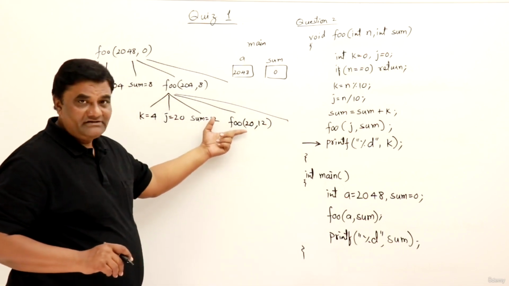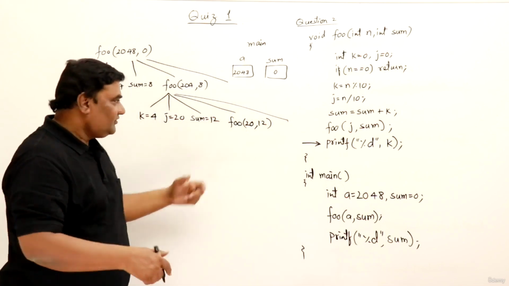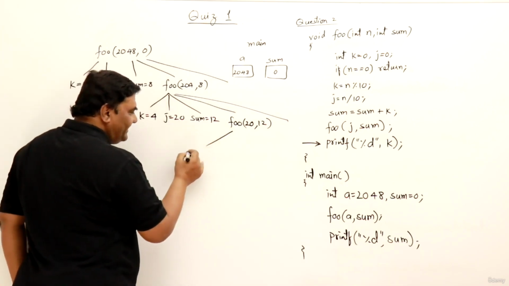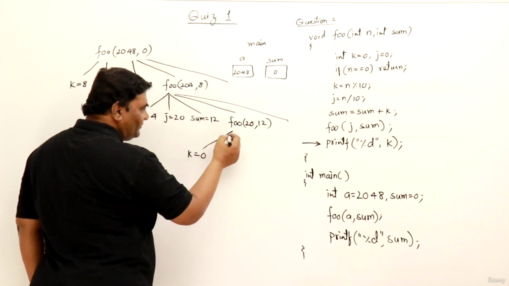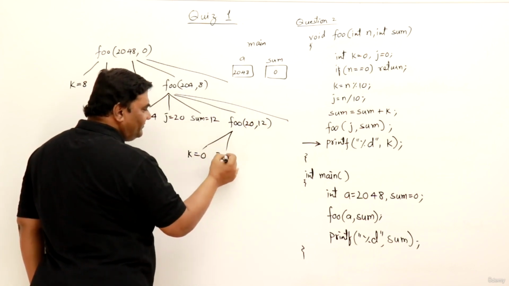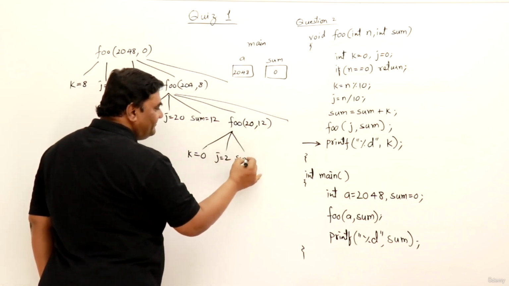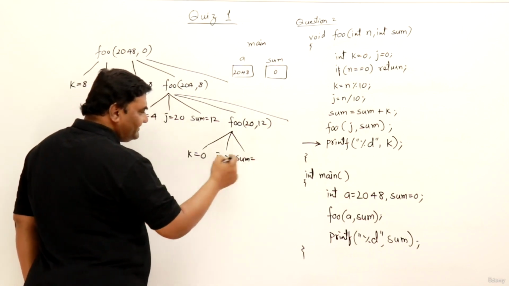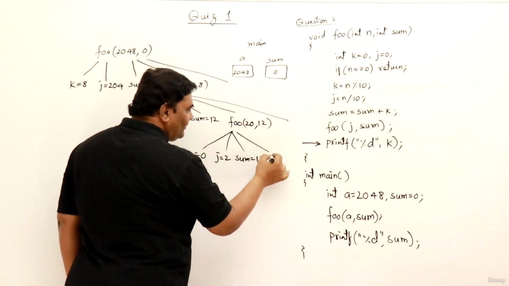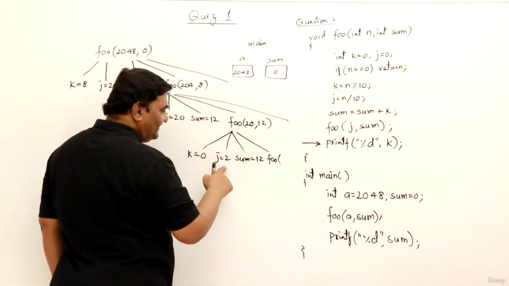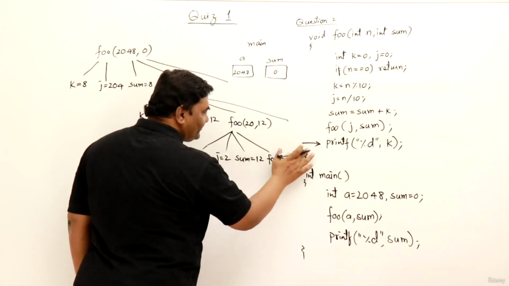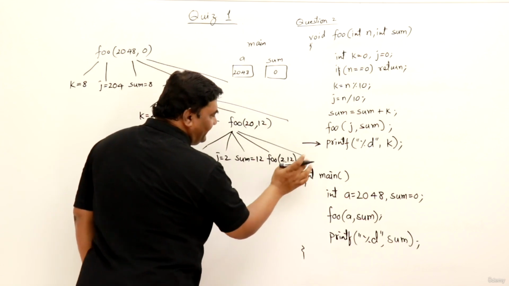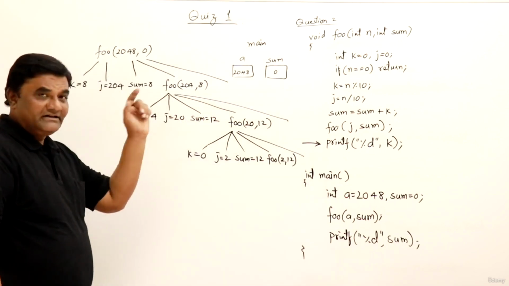Now continue. This call will make this call. Again these steps. So k assign mod. 20 mod 10 is how much? 0. And 20 divided by 10 is how much? 2. So j gets 2. Then sum assign sum plus k. Sum is 12. 12 plus 0 is 12 only. Then call itself for j and sum, so 2 comma 12. And also it has to print. Print will not be done now. It will be done afterwards.